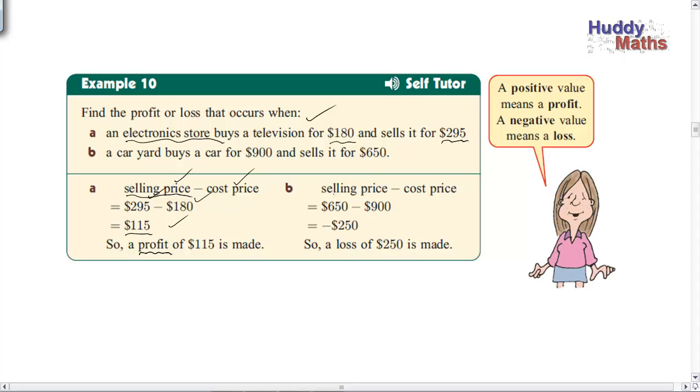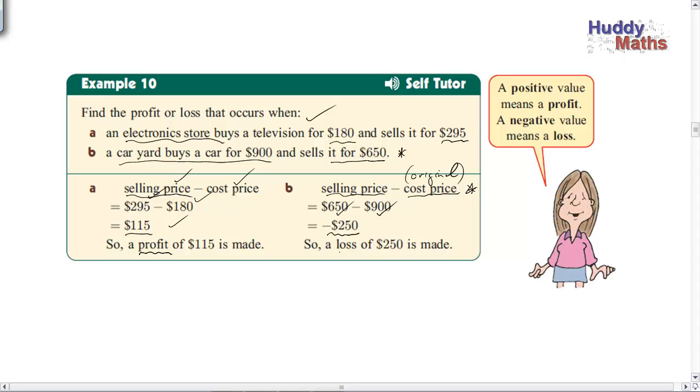Now, do it always the same way, selling price minus cost price. Or if you like, final minus original. You could think of this as their original money that they had to spend to buy the goods. The selling price is $650 in the second example. Car Yard buys the car for $900, loses on it, sells it for only $650. Always the same though. You don't put the largest one first. That's a common error. It's the selling price minus the cost price. And what's happened? It is negative $250.